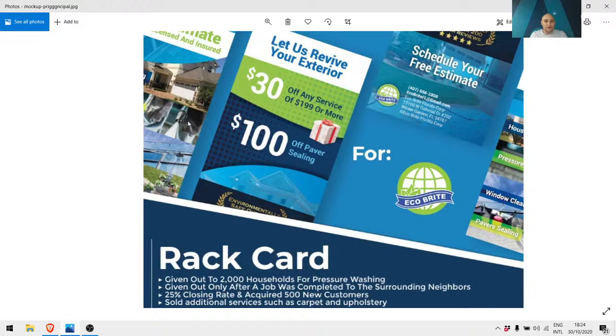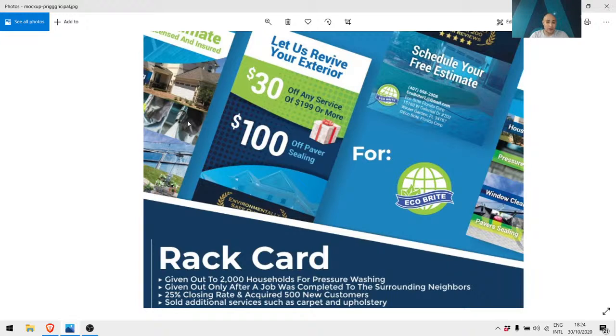But that would have never happened had the owner and their team not taken advantage of already getting hired by somebody from their Facebook ad or from their existing customers, and then just going around the neighborhood. Because it's a lot easier to break the ice and say, hey, I just cleaned John's house down the street from you. Here's our rack card. Give us a call if you need any help. And 500 new customers, and pressure washing is an expensive service. That's not cheap, right?